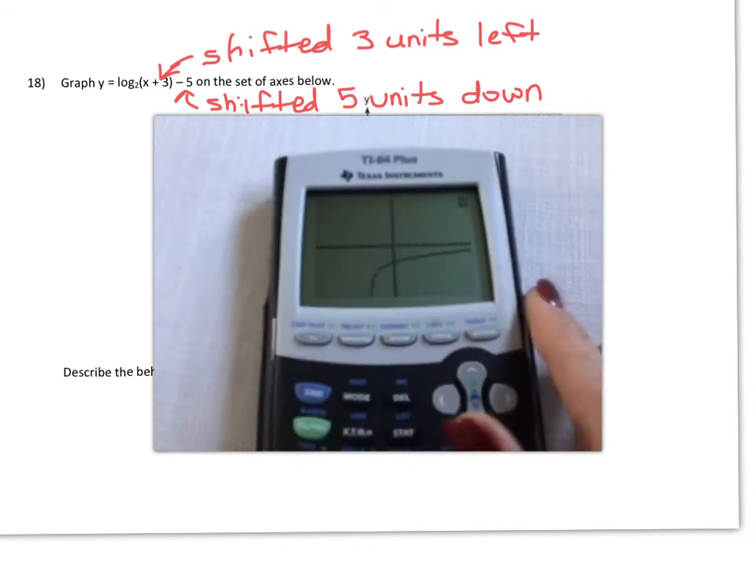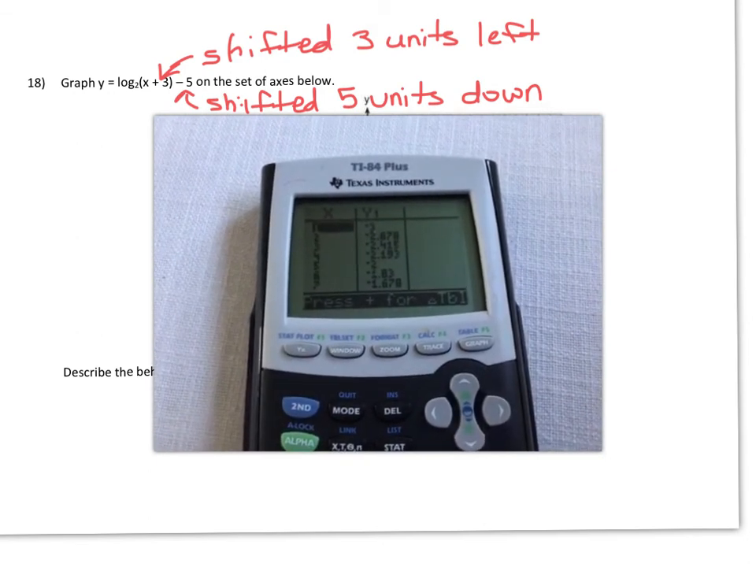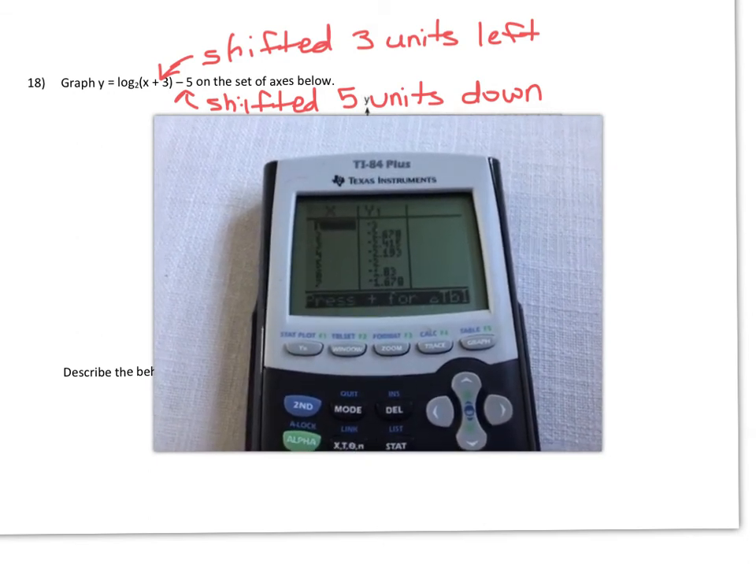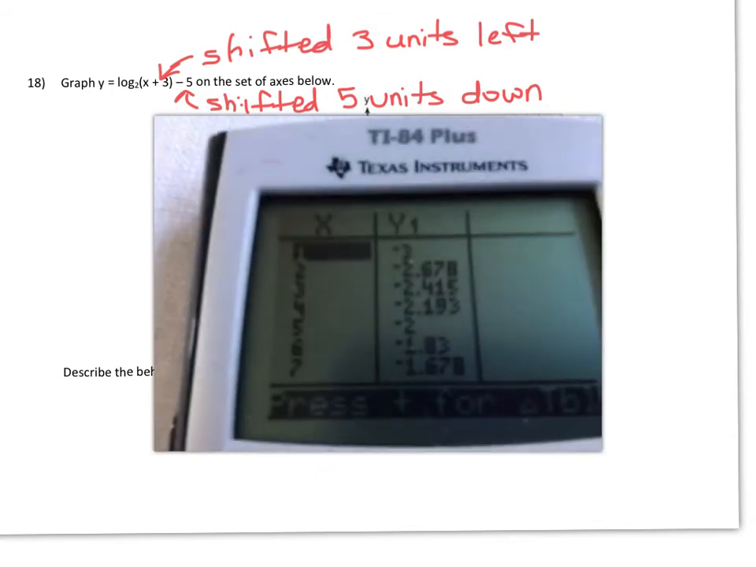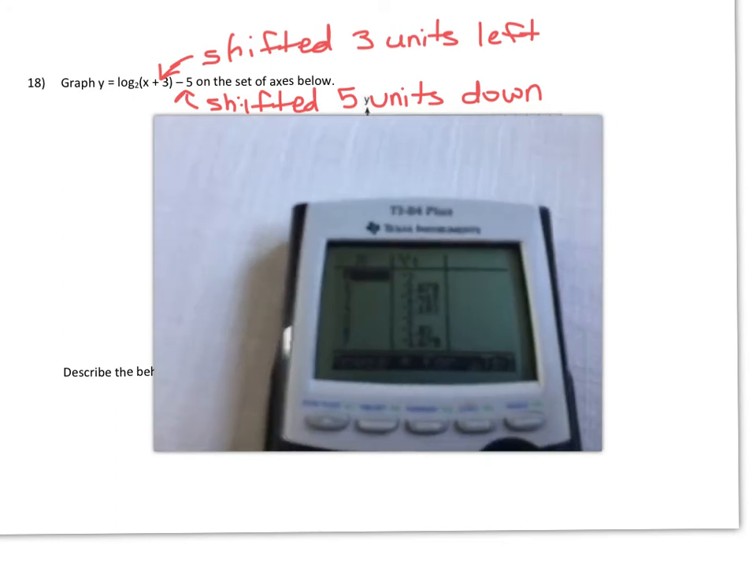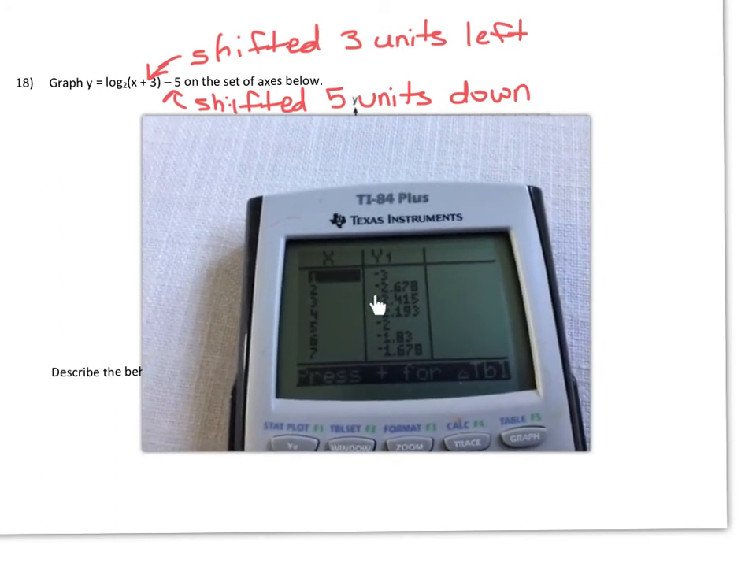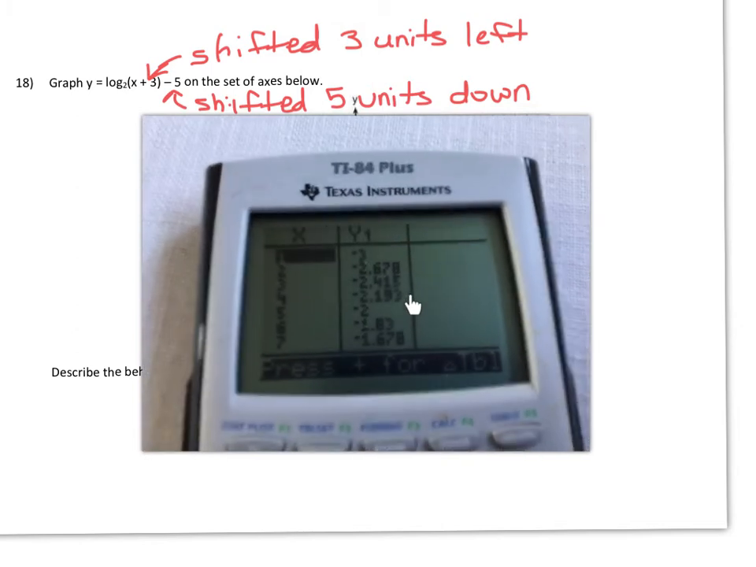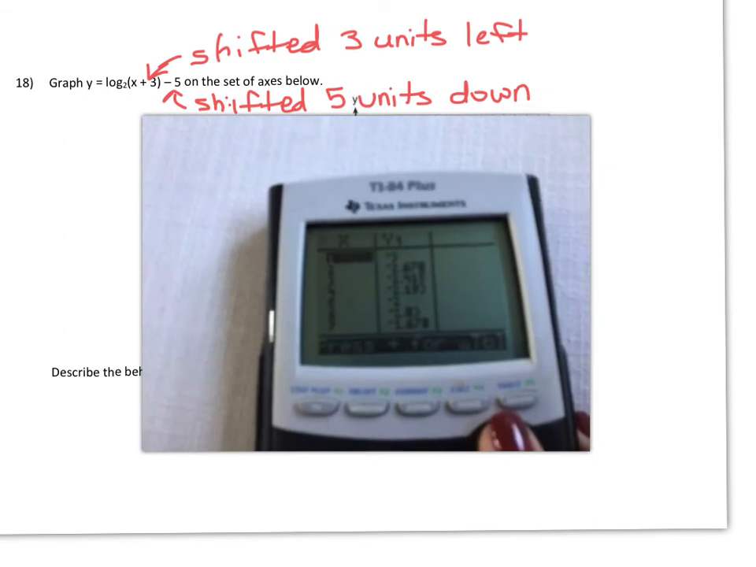So let's hit second graph, and you're basically going to include any points that not only fit on that graph, but that are, I would say, whole number, right? Integer points. You're not going to try to graph this one right here, the y value of -2.678, because that's not going to be super accurate.